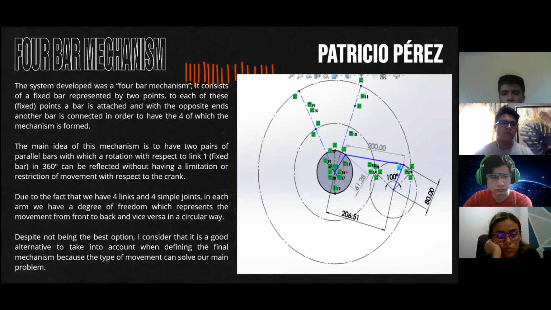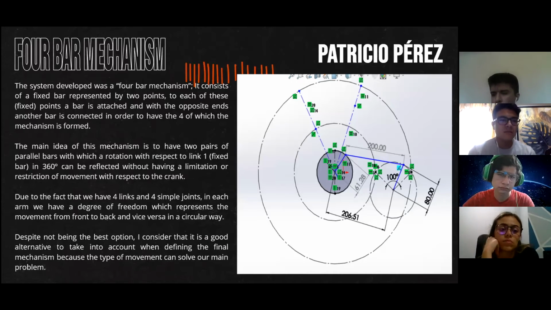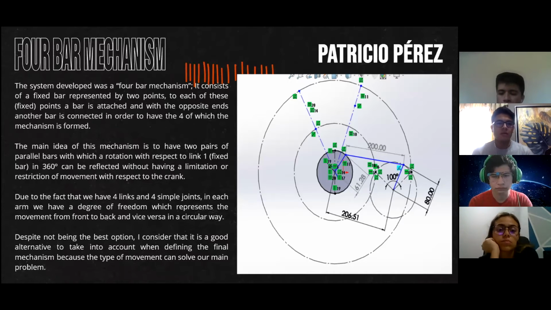The first one is a 4-bar mechanism. This system was developed, and it consists of a fixed bar represented by 2 points. To each of these fixed points, a bar is attached, and to the opposite ends another bar is connected, in order to form the shape of the mechanism. The main idea of this mechanism is to have 2 pairs of parallel bars, and this will allow the mechanism to rotate around 360 degrees.